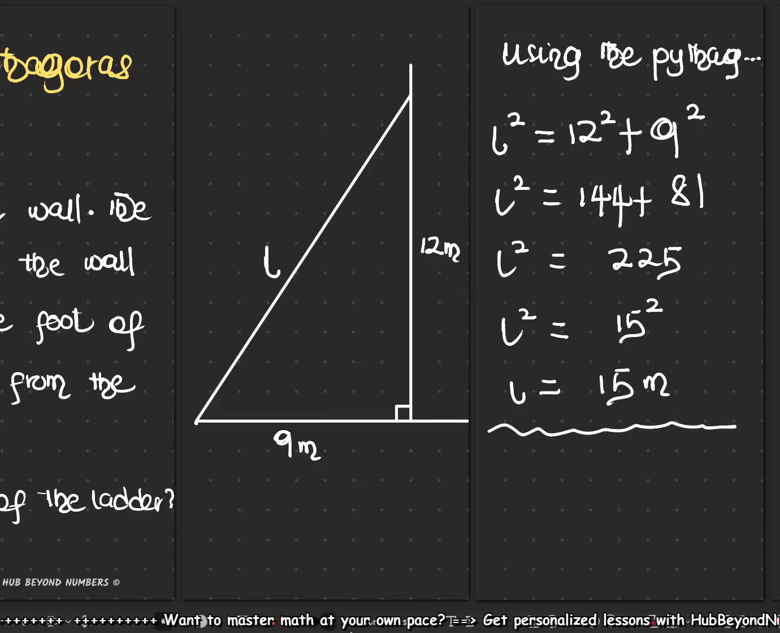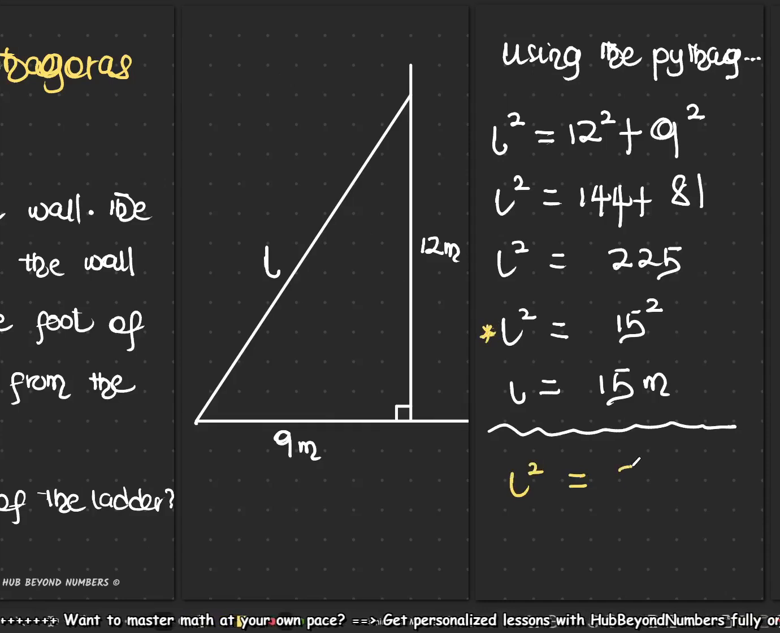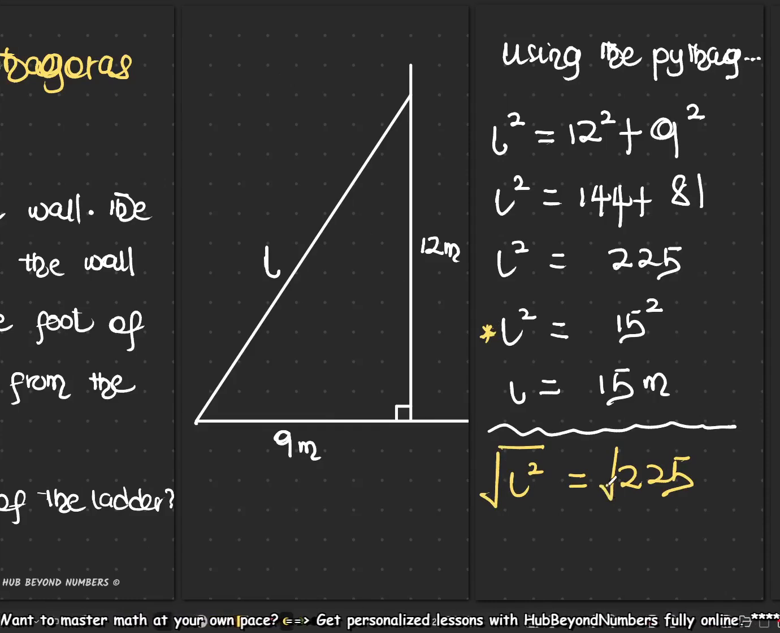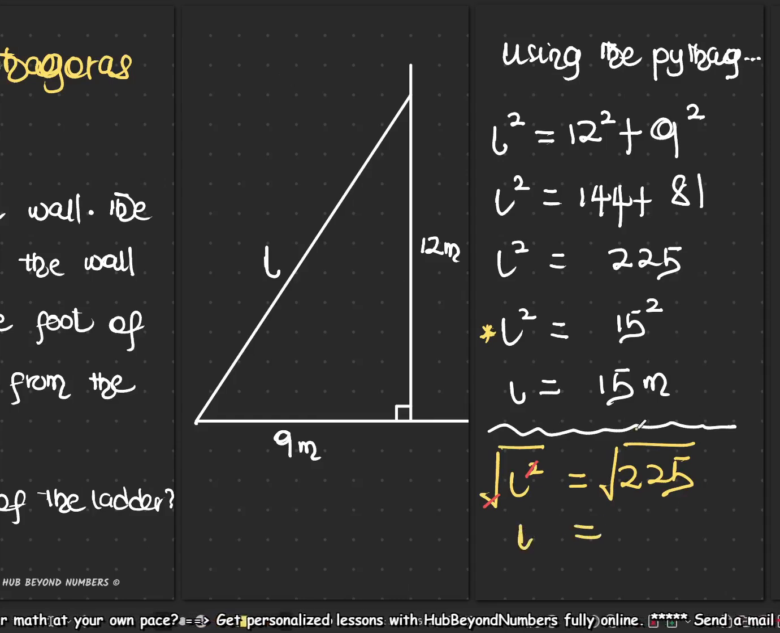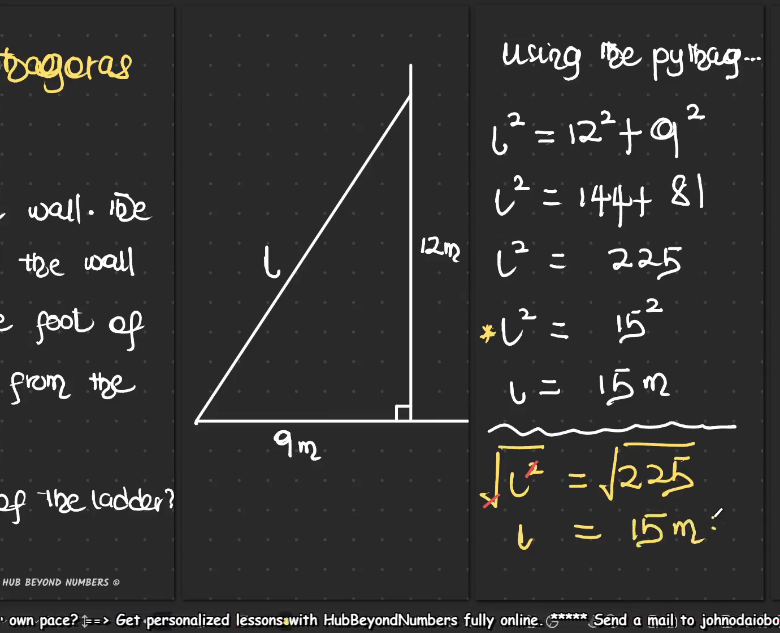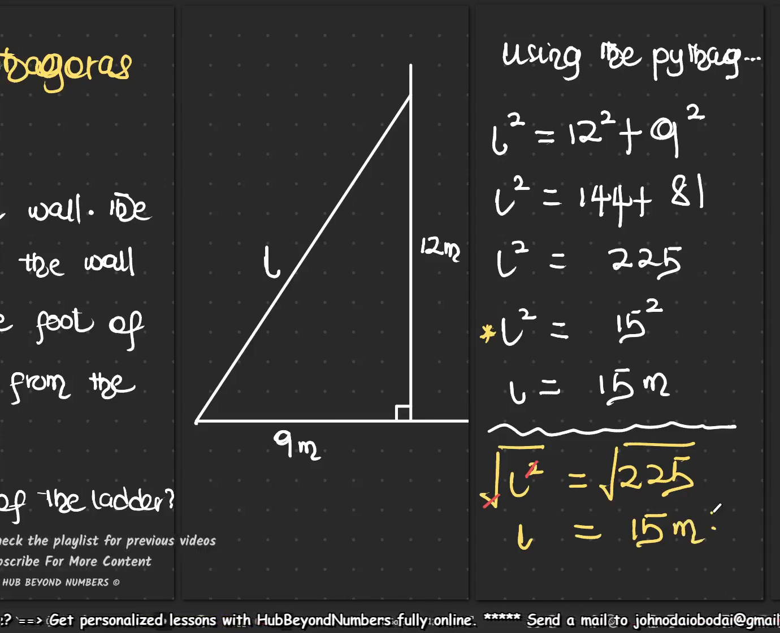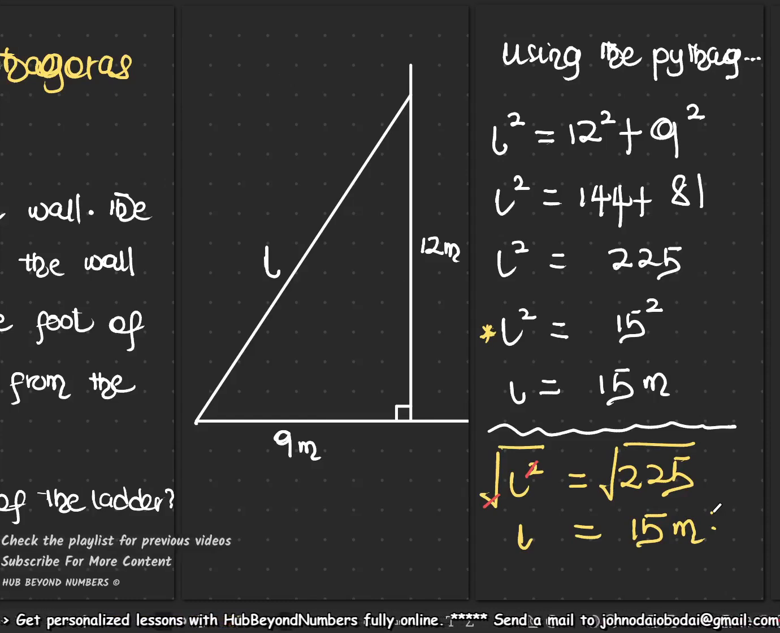If you want to use the square root, from this point you can say L squared is equal to 225. So finding the square root of both sides, the square root takes care of the square, and we'll be left with L. And we know the square root of 225 to be 15. Hence the length of the ladder is 15 meters. Straightforward and very simple, right? So you can always rewind and look at how it was solved.